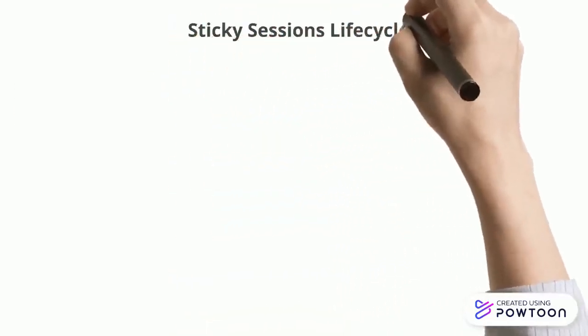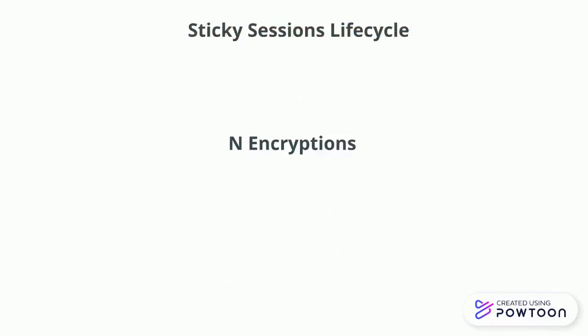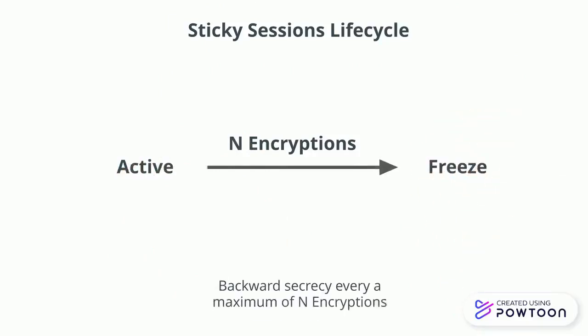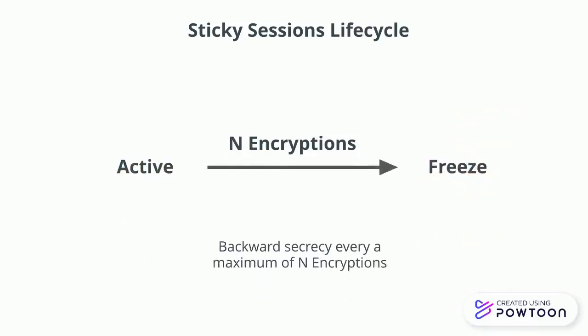Sticky sessions have a life cycle of n encryptions. After n encryptions, the session will go from an active state to a freeze state. This introduces backward secrecy every maximum of n encryptions, and still keeps forward secrecy for every single encryption.